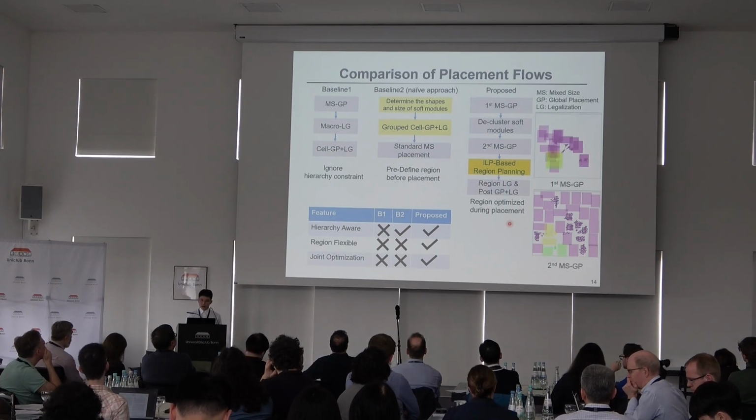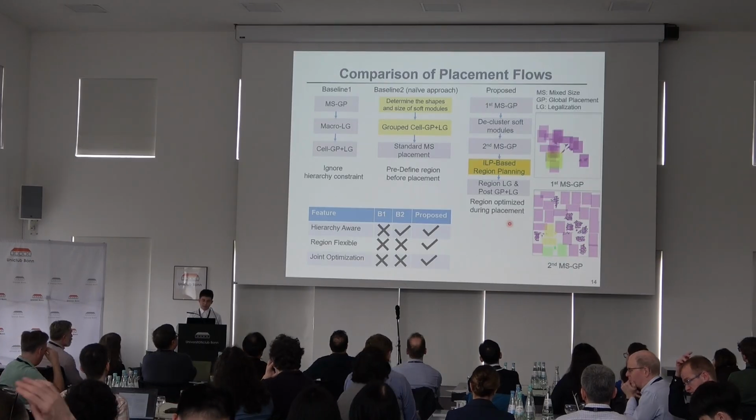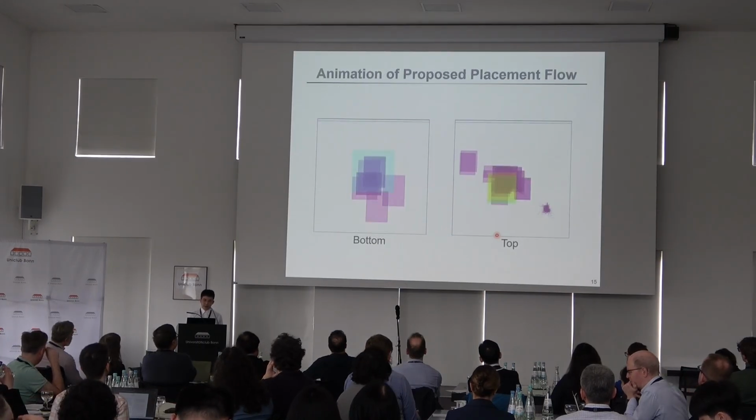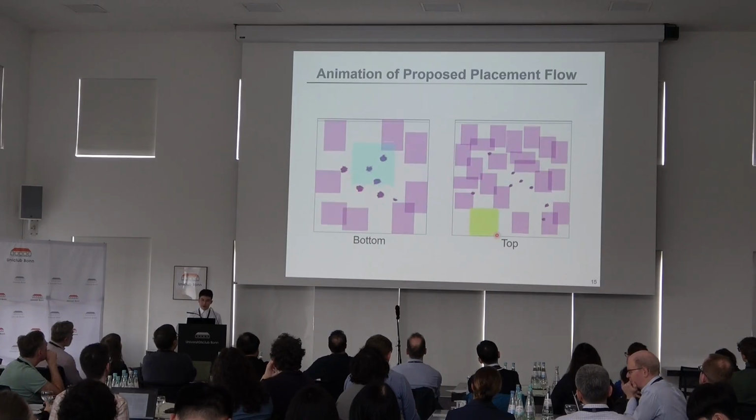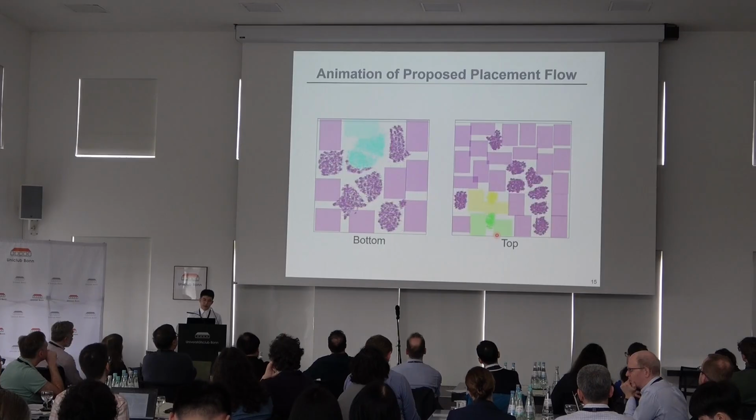During the process, IOP-based regional planning is integrated into the flow, so the regions are optimized together with the placement. And here is the animation of the proposed placement flow, including first round global placement, decluster, second round global placement, and IOP-based region planning.